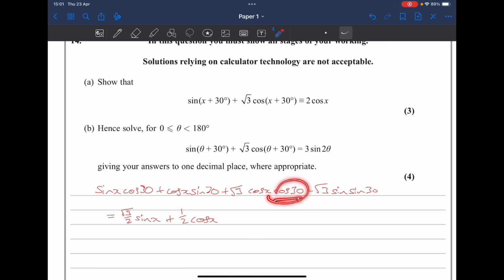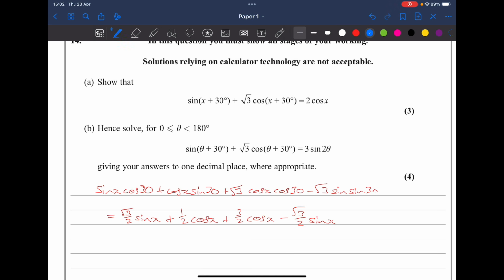This again is root 3 on 2. Times the root 3s together, you get a 3. So it's 3 on 2 lots of cos x. And at the end, again, this is going to be a half. So it's take away root 3 on 2 lots of sine x.